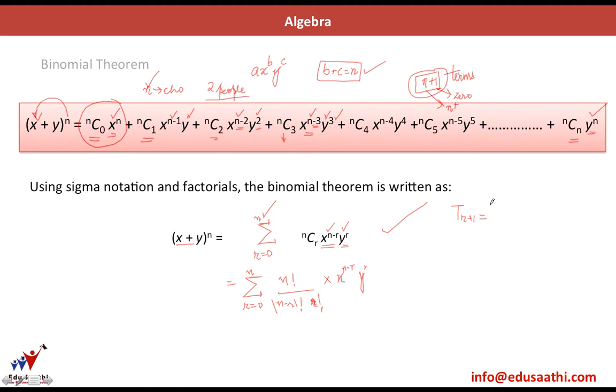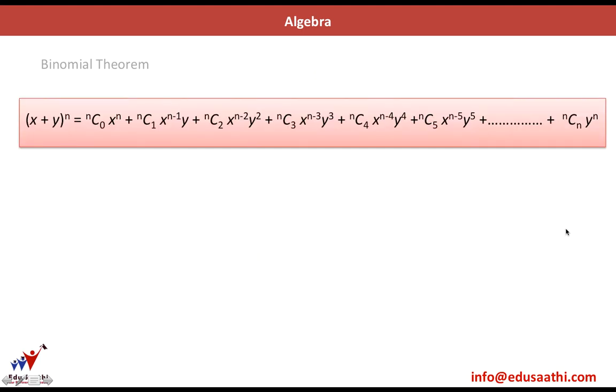If I have to find the r plus 1 term, it will be NCr x raised to power n minus r and y raised to power r. Because for the first term, the r value is 0. So for the third term, r value would be 2. It will be NC2 x raised to power n minus 2 and y raised to power 2. So I hope you can now write down the expansion for a binomial theorem.